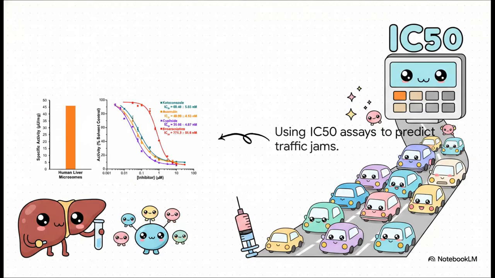To prevent these kinds of disasters, scientists use in vitro assays to figure out a perpetrator drug's exact ability to inhibit those vital enzymes. They measure this as the IC50, which is just the concentration needed to inhibit 50% of the enzyme's normal activity. By pinpointing a drug's IC50, researchers can mathematically predict if a new medication is going to cause a dangerous metabolic traffic jam long before it ever hits pharmacy shelves.